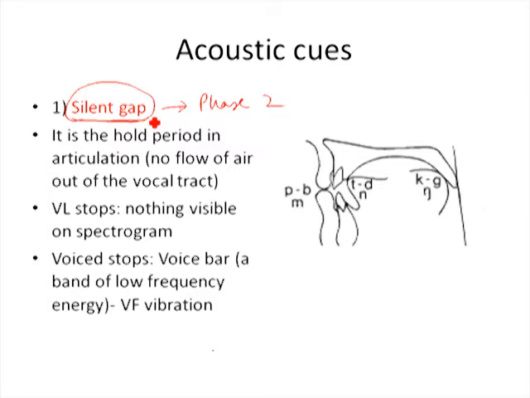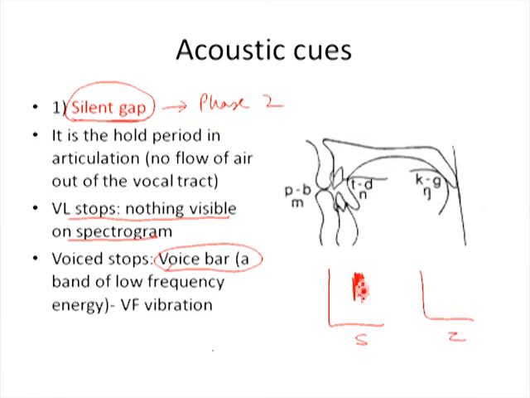Okay, so how do we identify the silent gap on a spectrogram? On a spectrogram for voiceless stops, there is nothing visible on the spectrogram. But for a voiced stop, you saw a voice bar. Remember we talked about a voice bar in s and z, the voiced-voiceless cognate pair. And if you remember, here, that was the voice bar that indicated that it's a voiced sound. And here, there is no voicing bar, so it was a voiceless sound.